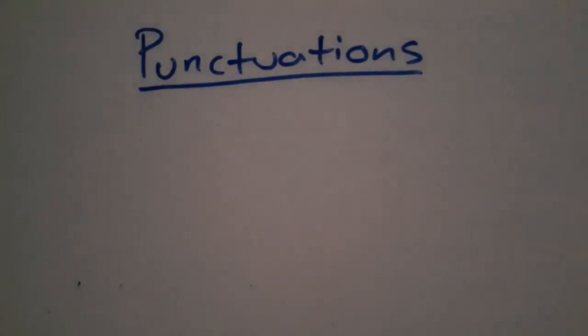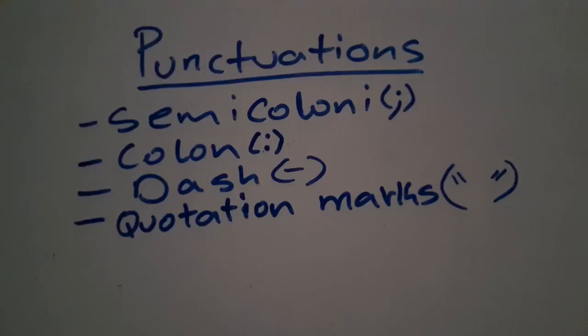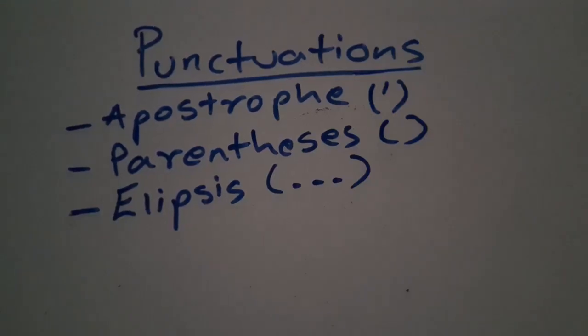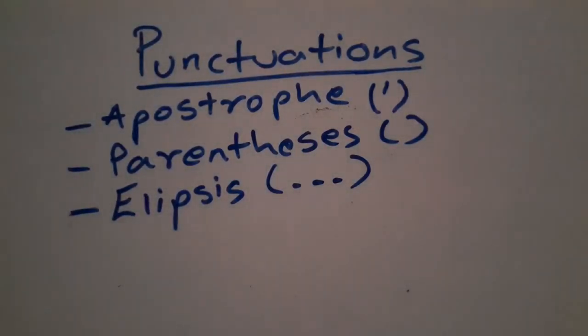Previously on punctuations, we looked at semicolon, colon, dash, and quotation marks. Well, today we are going to look at apostrophe, parentheses, and ellipsis.